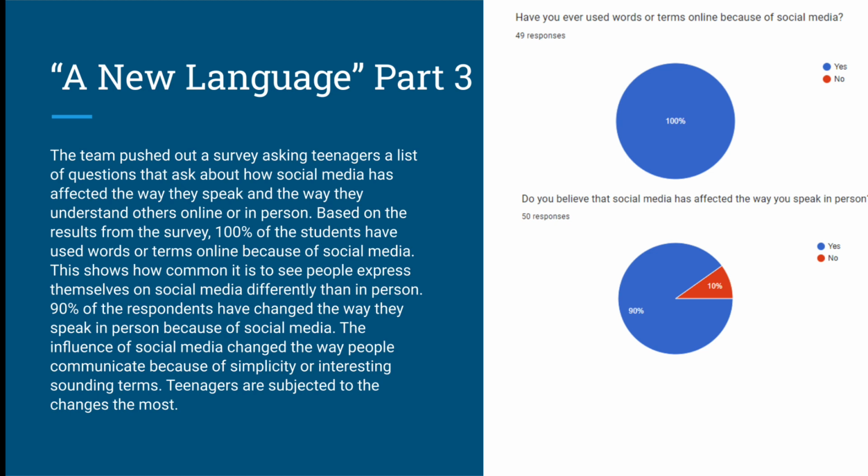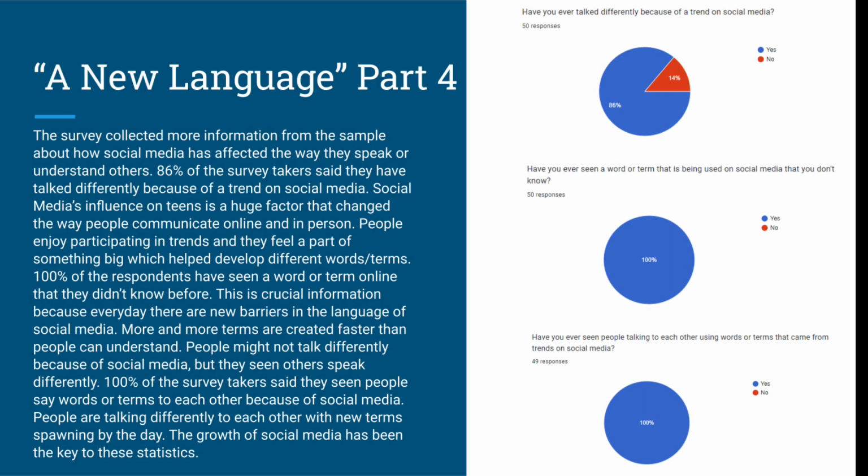And these are just simple stats, but teenagers are aware that social media is having an effect on the way they speak. Carrying on with the survey, 86% of people said they have talked differently because of a trend on social media. And this is just further backing up that the trends on social media affect how people speak. 100% of people said they have seen a word or term used on social media that they don't know.